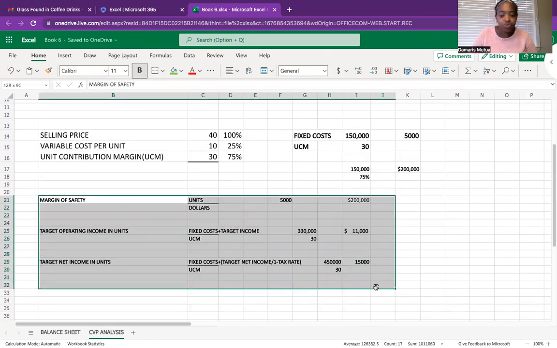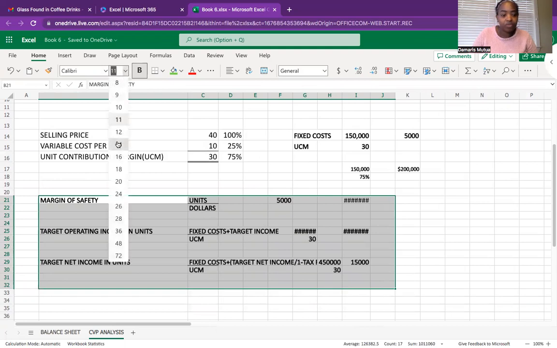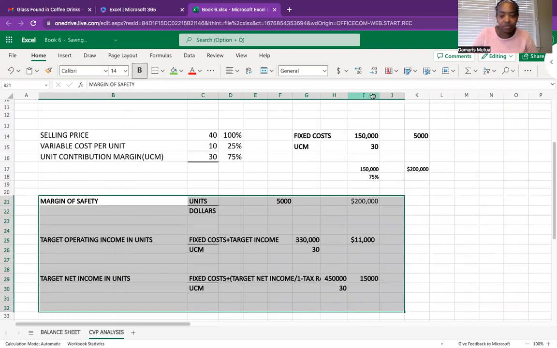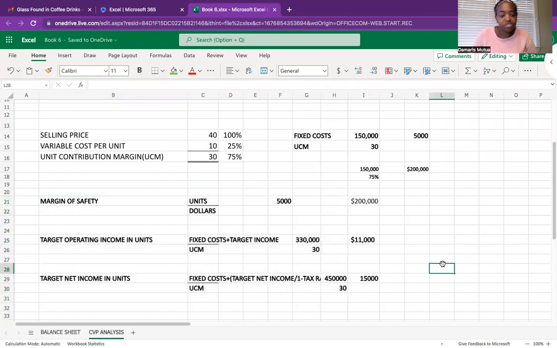So guys, that is how you work out your margin of safety, and also your target operating income. This is income before tax. And also how to calculate if you're targeting a certain net income in terms of units.